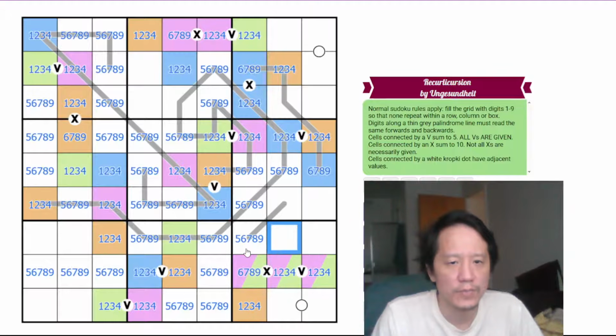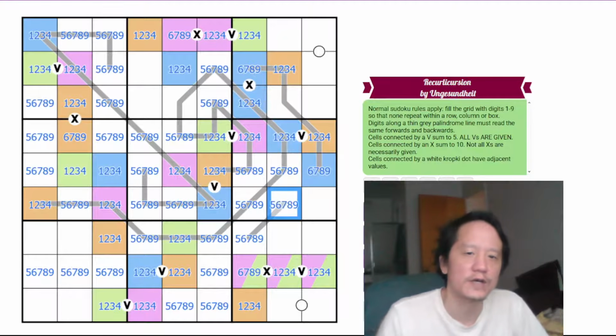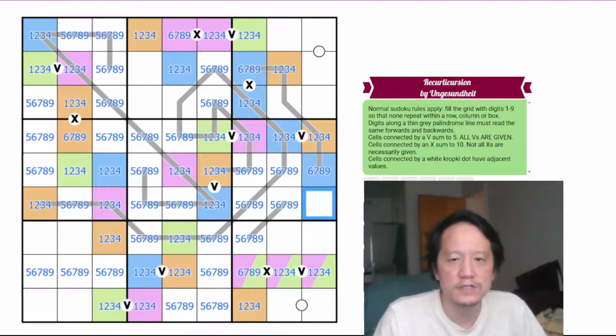Okay. This is the same as that digit, so this has to be 5 through 9, which means this is the low green here. Since this is low green, this can't be low green. This is low pink, which makes this low green here, which makes this high green. Okay.